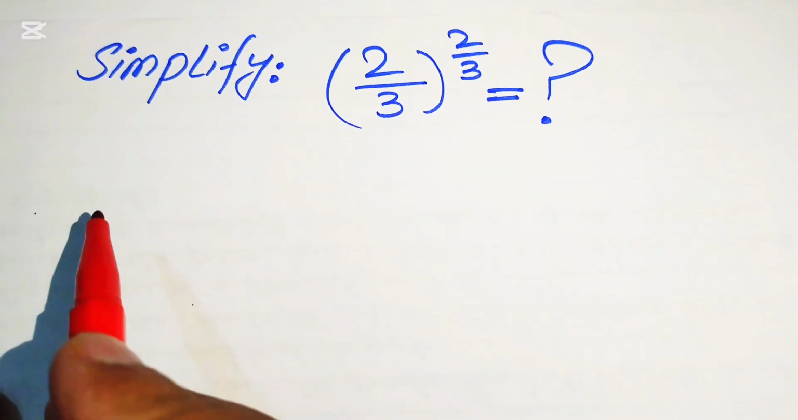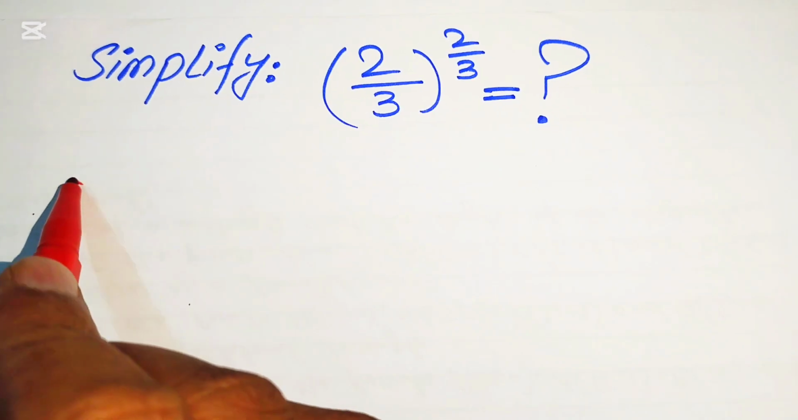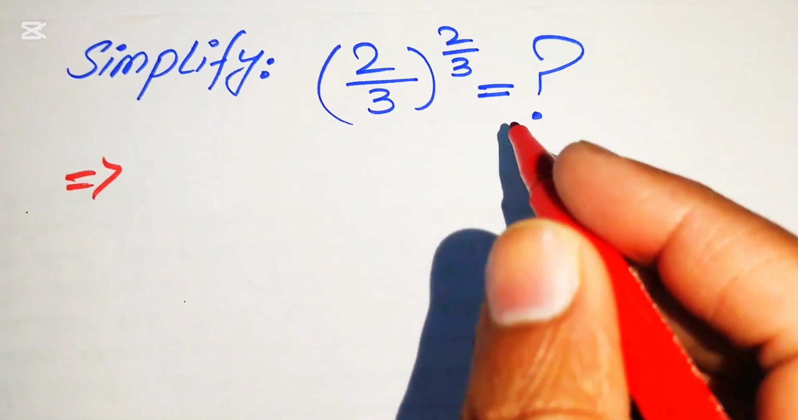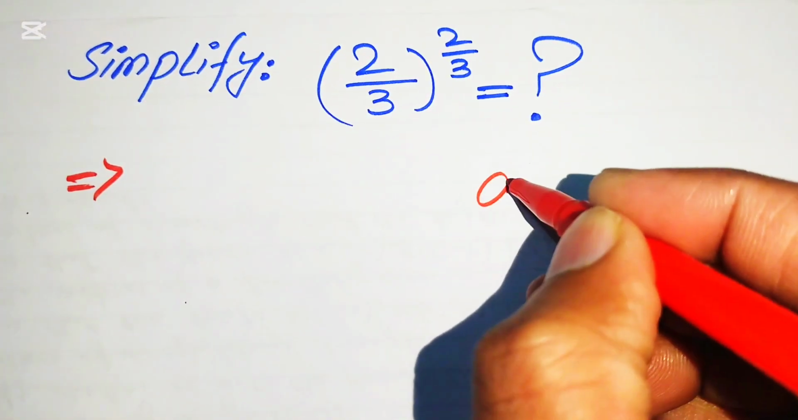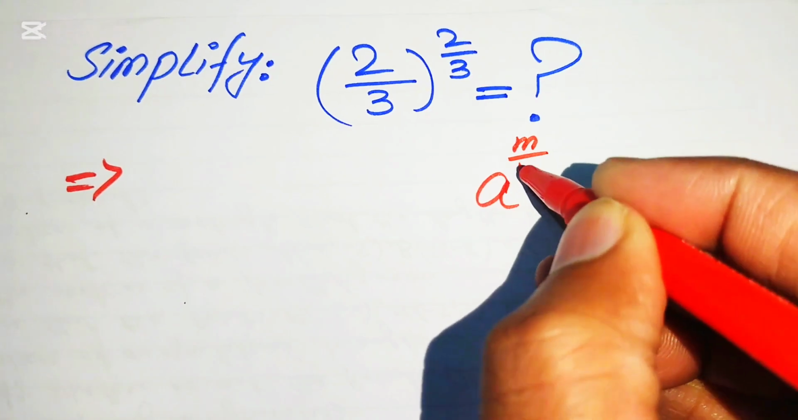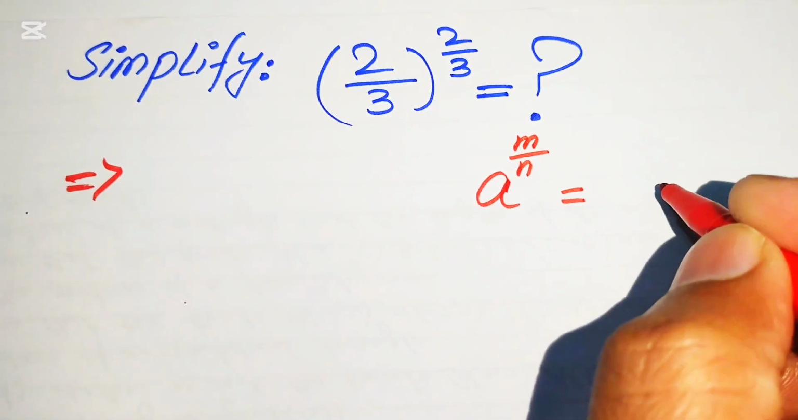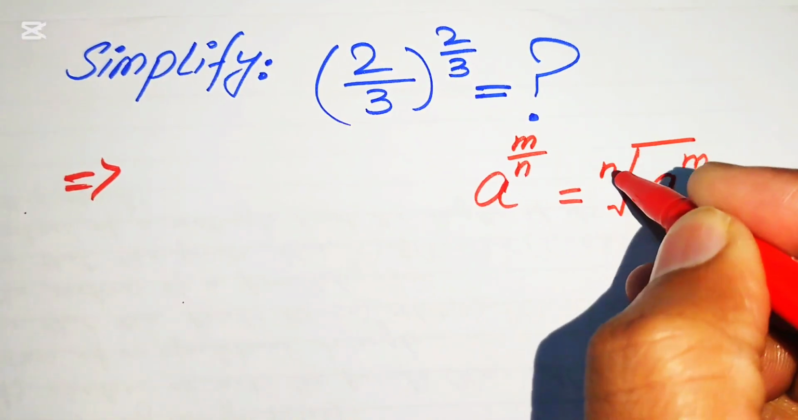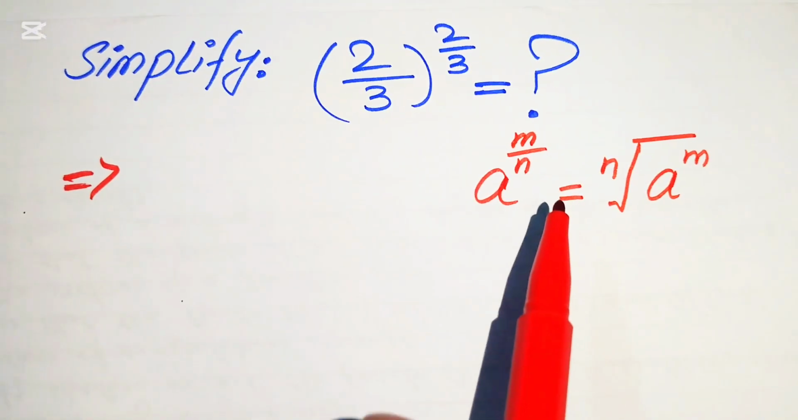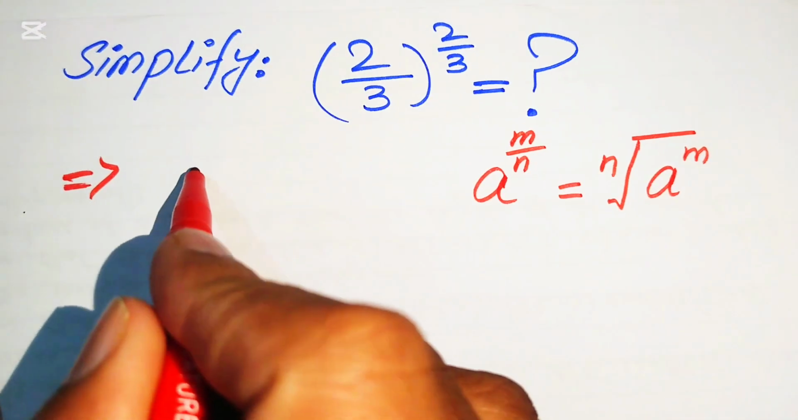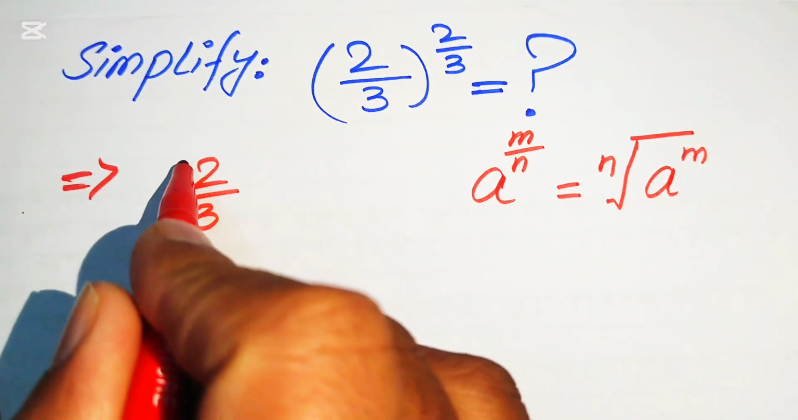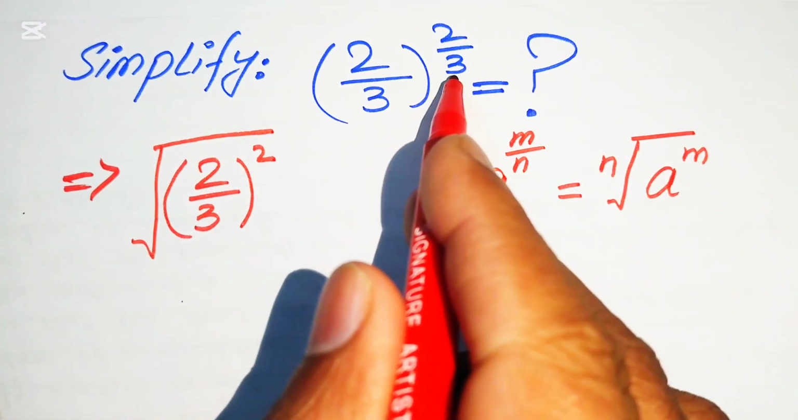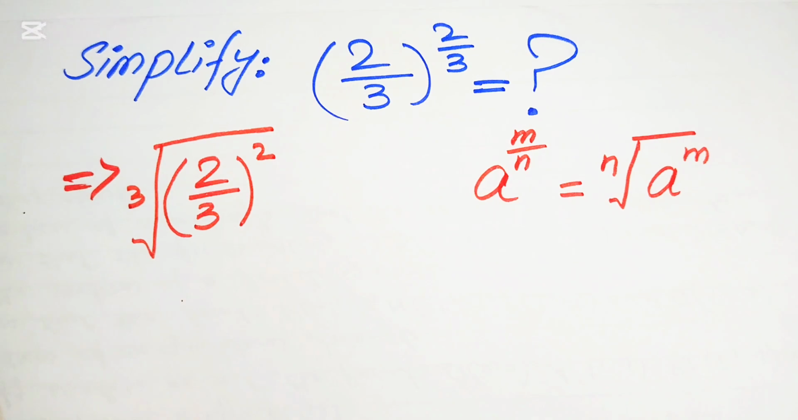Now the very first thing we are going to do is write this exponential form into the radical form. So here we apply this nice exponential law. You know that if we have a to the power of m over n, we write it as a to the power of m under the nth root. So we apply this law on this term, and it will be written as 2 over 3 and its whole squared, and since we have 3 here, we write the cube root.